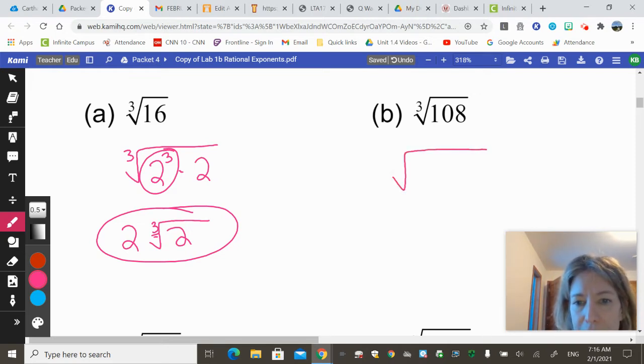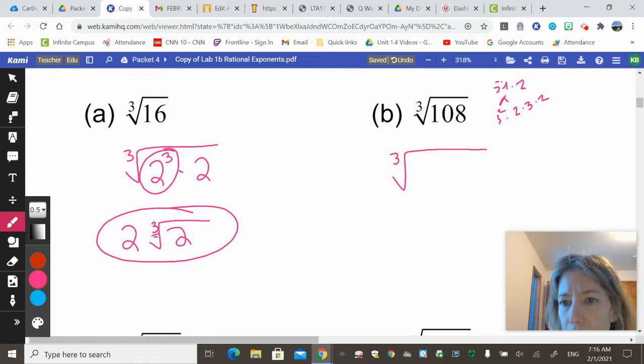All right, for 108, let me see. Half of 108 is 54. So it'd be 54 times 2, and 54 is 9 times 6. So 9 is 3 squared, 6 is 2 times 3. So this would be 3 to the third times 2 squared. 3 to the third is 27. 2 squared is 4. 27 times 4 is 108.